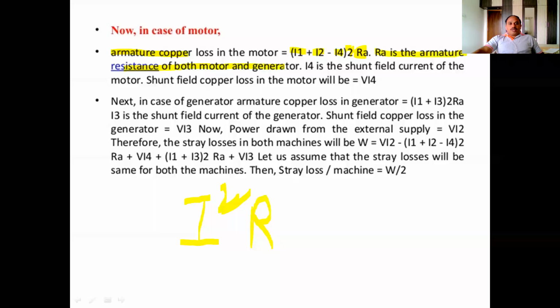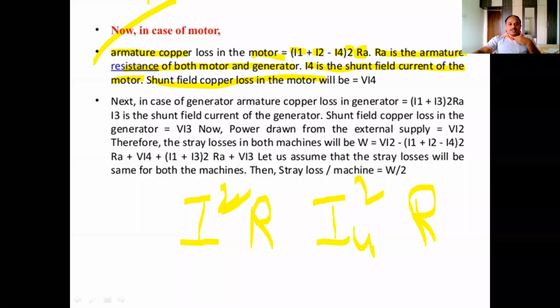RA is the armature resistance of both the motor and the generator. Because both machines are identical, the armature resistance is almost the same, so we take the armature resistance of both machines as equal to RA. I4 is the shunt field current taken by the motor, and I1 plus I2 is the total current taken by the motor. Therefore, shunt field copper loss means shunt field current squared, that is I4 squared into the shunt field resistance RSH of the motor.